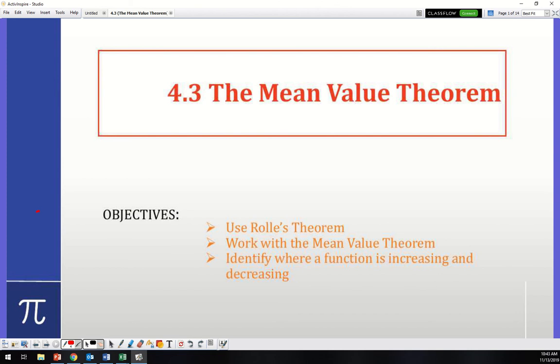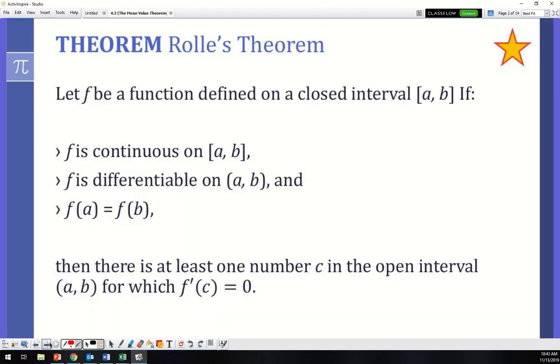Okay, Rolle's theorem, work with mean value theorem, and identifying where a function is increasing and decreasing. So, now this is the good stuff right here. Let a function be defined on a closed interval. Now, for it to be defined on a closed interval, what has to happen? Closed dot. What else? It's got to be continuous.